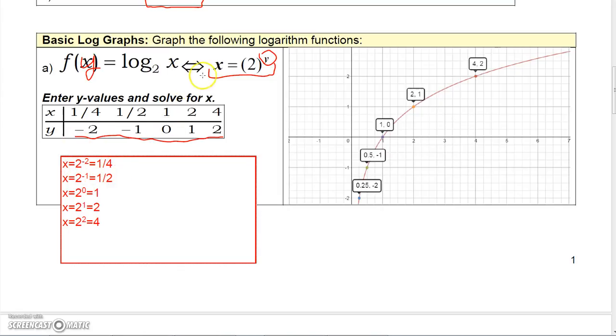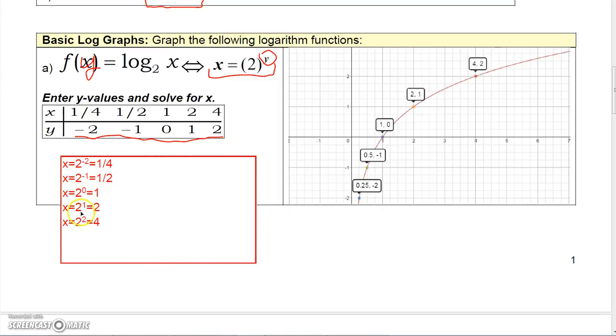Up here we know x is 2 to the y, so if y is negative 2, x would be 2 to the negative 2, which is 1/4. If y is negative 1, x would be 2 to the negative 1, which is a half. If y is 0, x would be 1, 2 to the 0.